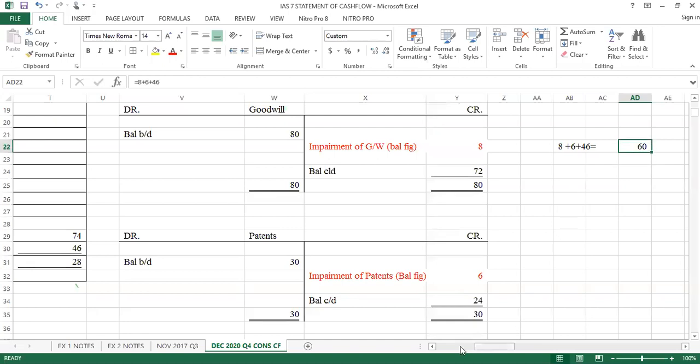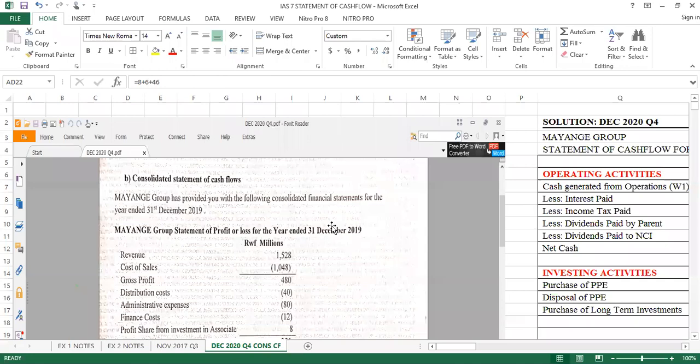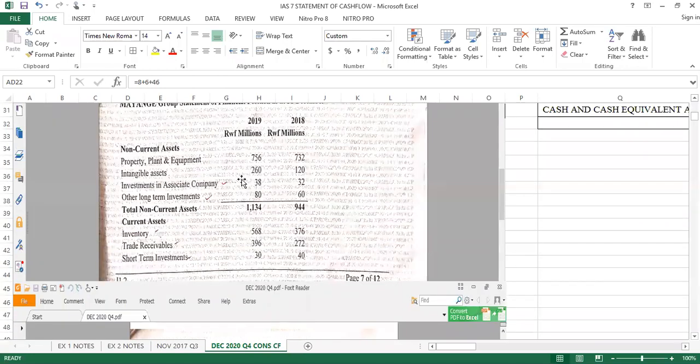So we go back here in intangible assets. Look at here: 260 minus 120. If I want to test that what I've done is right, 260 intangible. Remember, goodwill, patents, and development costs are intangible assets. So 260 minus 120, that is 140. I hope we are together.